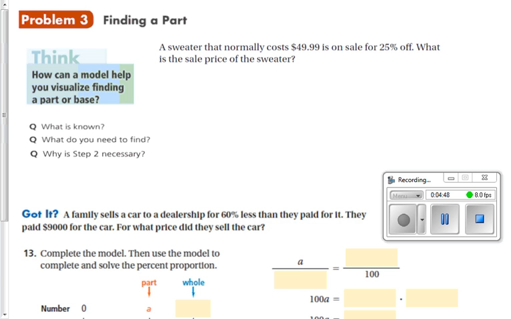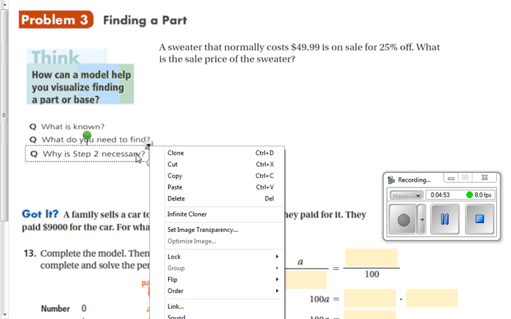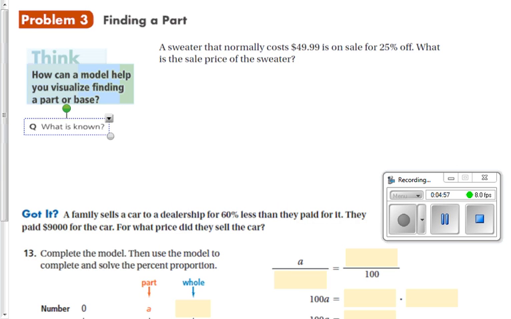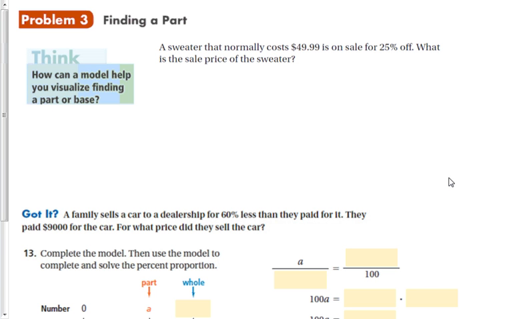All right, another type of percent problem is finding a part, and we're going to do that here. So it says that a sweater that normally costs $49.99 is on sale for 25% off. What is the sale price of the sweater?